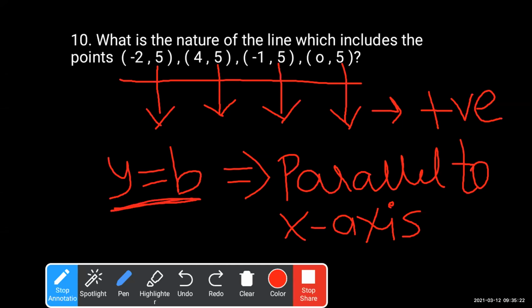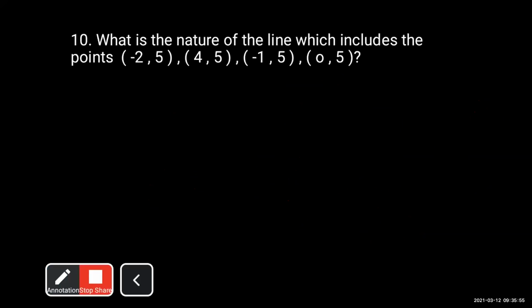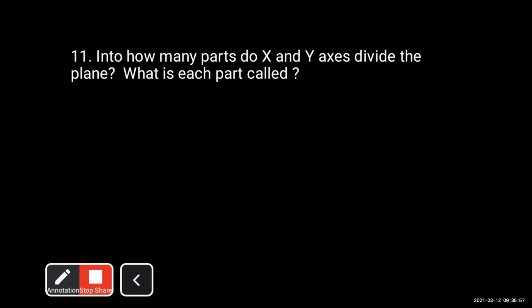I hope this particular example is clear. You just have to see carefully which coordinate is the same. If they ask you the nature, just find out which coordinate is the same. If the x coordinate is the same, then it will be parallel to the y-axis. If the y coordinates are the same, then it is parallel to the x-axis. Now next question.